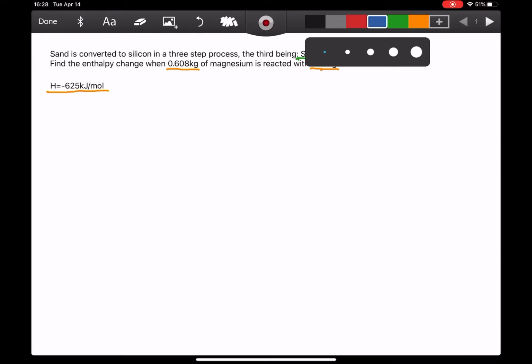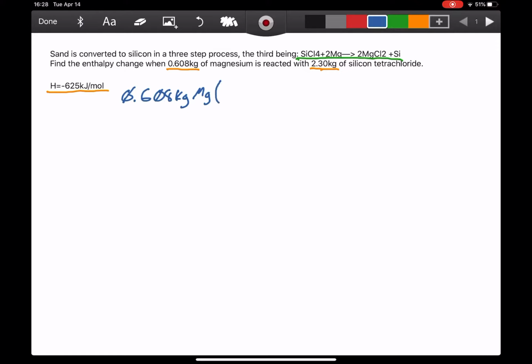So we are told that we have 0.608 kilograms of magnesium. Now we know that 1 kilogram is equal to 1,000 grams. And we know from the periodic table that 24.31 grams of magnesium is equal to 1 mole of magnesium. So if we multiply that through, we find we have 25.01 moles of magnesium.